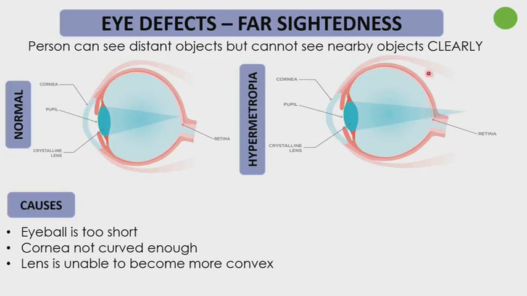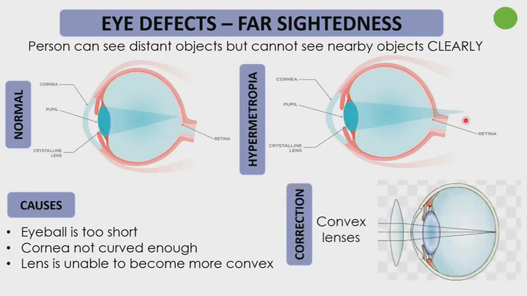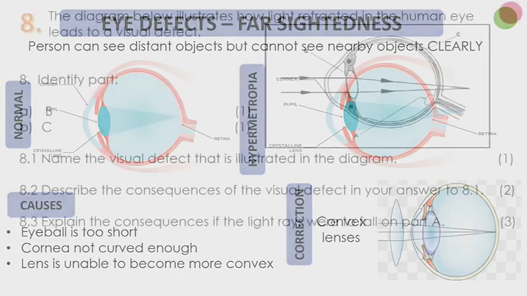So in the case, if the eyeball had to be extended to this point, it would have been fine, but it's not. The cornea is not curved enough, or the lens is unable to become more convex. And in order for us to fix this situation, we provide the person with a convex lens. It will refract the light before it reaches the eye, and as it moves through the lens, it will perfectly form and accumulate on the retina at the back, ensuring that a perfect image is created.